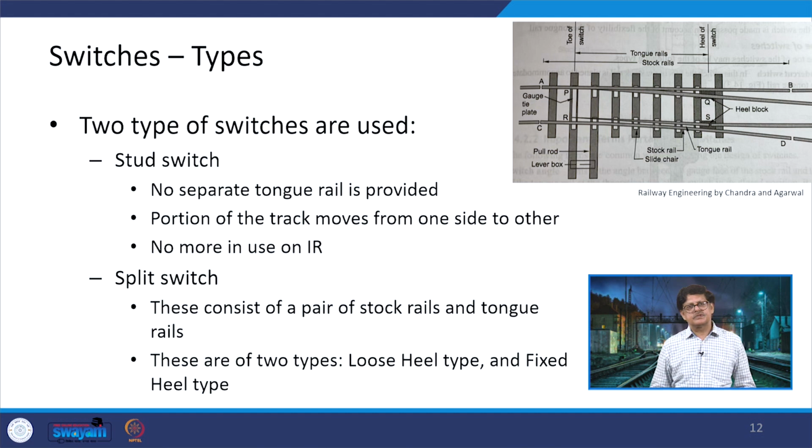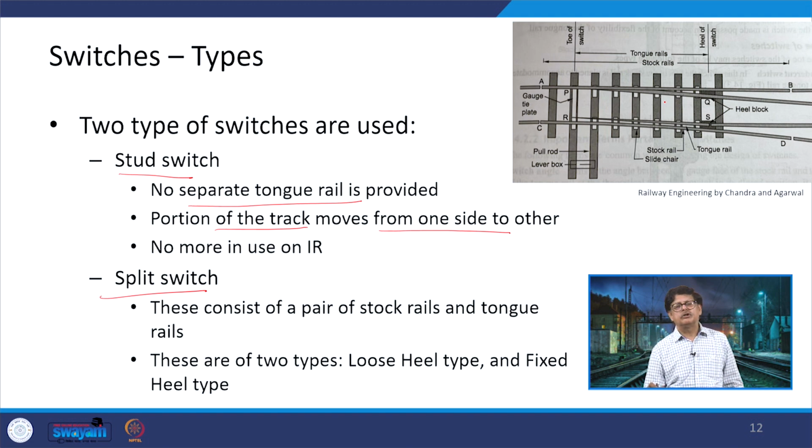Now, there are two types of switches which are used. One is the stud switch, another one is the split switch. In the case of a stud switch, no separate tongue rail is provided. The portion of the track moves from one side to another. So, whatever total portion is there, in this case there is not going to be a tongue rail. The whole section has to move this way or that way, and it has inherent demerits. Looking at those demerits, it is no more in use because the whole mechanical assembly has to be shifted, which is very heavy.